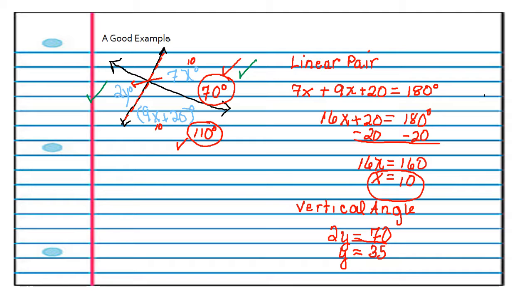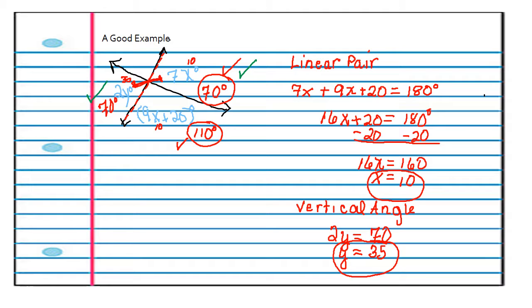I like to circle my answers for my variables because I know I'm going to have to put it back in. And so we know y equals 35. Our double check is to put a 35 back here. And because the two angles here are vertical and congruent, the double check says, hey, this is 70 degrees.